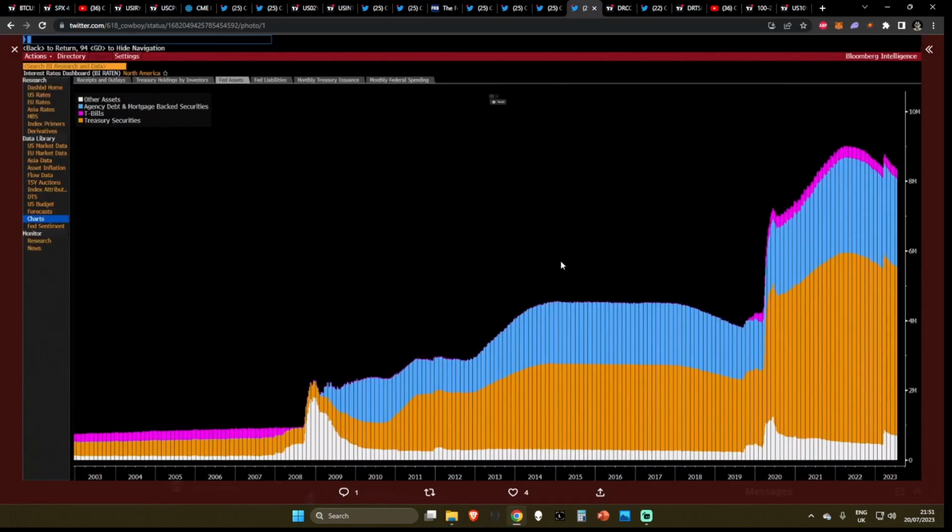We can also see the effects of quantitative tightening take place when we are looking at the Fed's assets. They are currently selling everything right now from treasury securities, treasury bills, agency debt, mortgage-backed securities, also known as MBSs, and other assets they do hold on their Fed balance sheet.